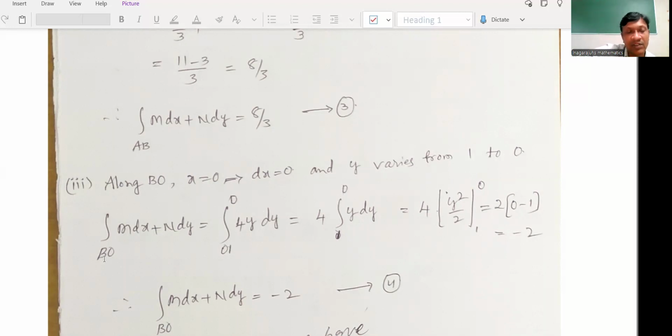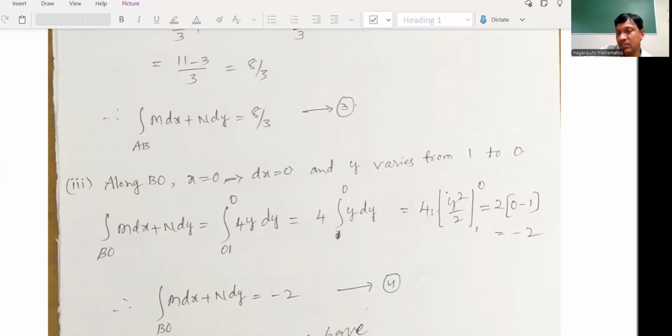So the integral along BO of M dx plus N dy is equal to the integral from y equal to 1 to 0 of 4y dy. This is equal to 4, a constant, outside, times the integral from 1 to 0 of y dy. The integration of y is y squared by 2, limits 1 to 0. So substitute the upper limit minus the lower limit.